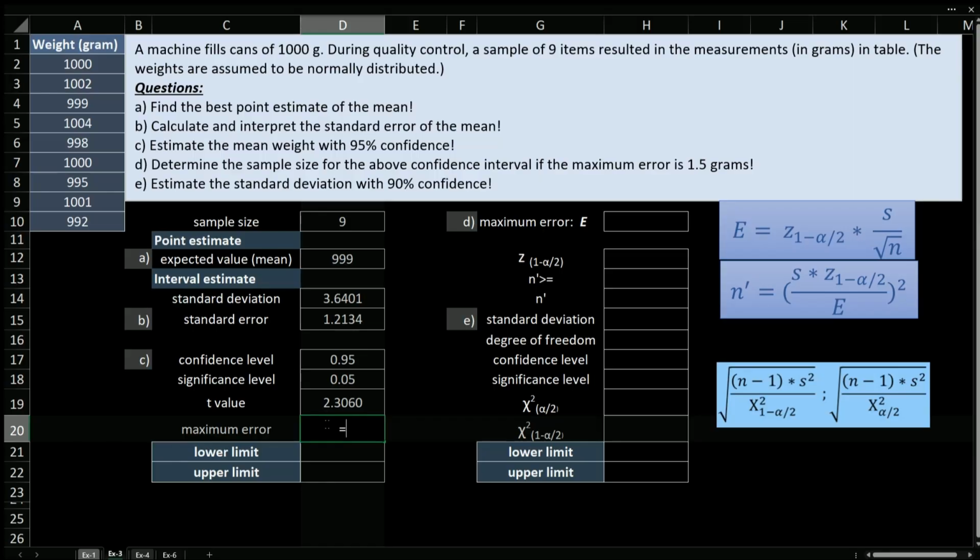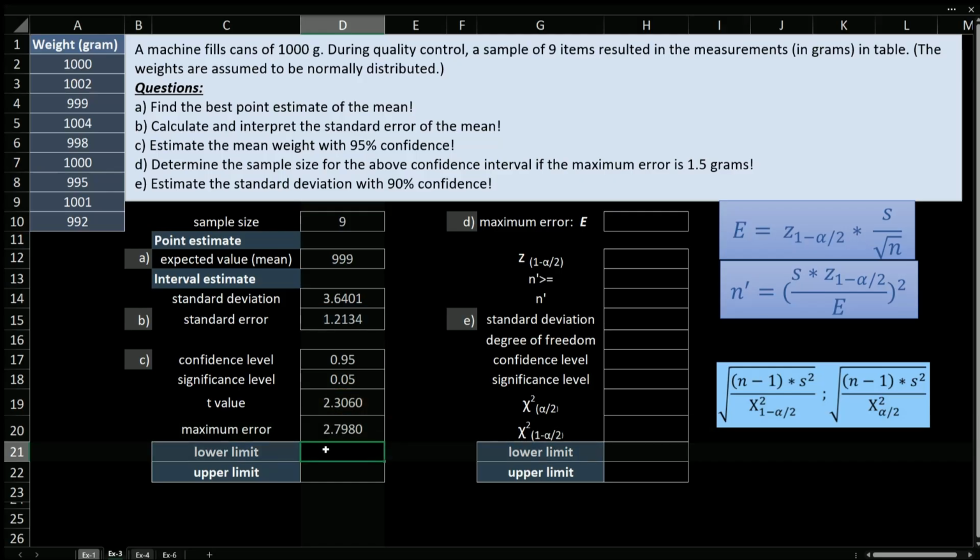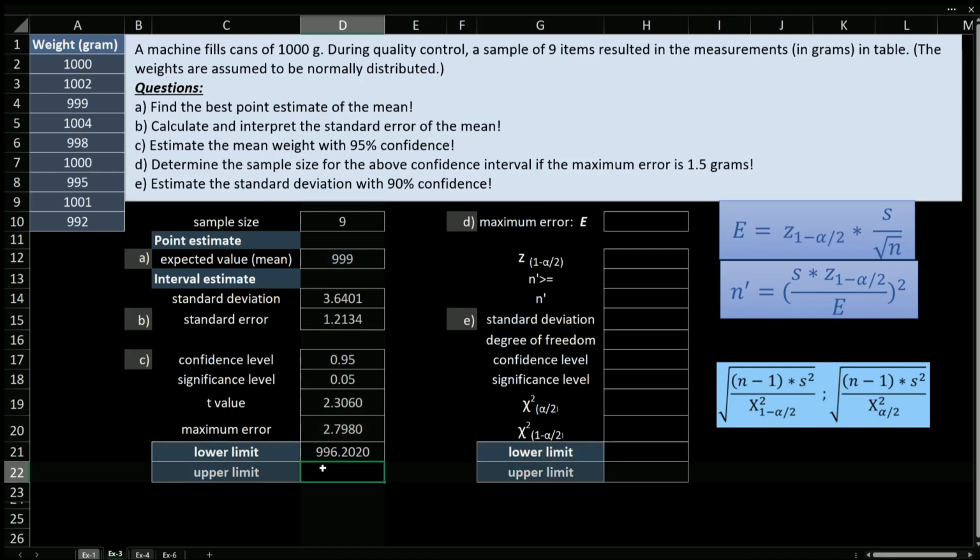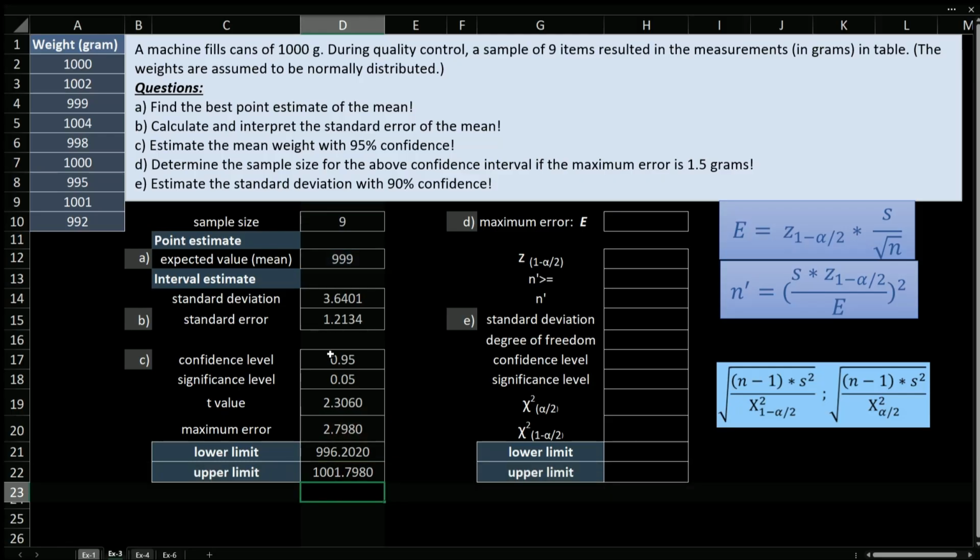Maximum error, standard error multiplied by t-value. And finally, lower limit and upper limit for mean, we have point estimate minus maximum error, and point estimate plus maximum error. By 95% confidence, we can say that the average filling in the population is between these two values, lower limit and upper limit.